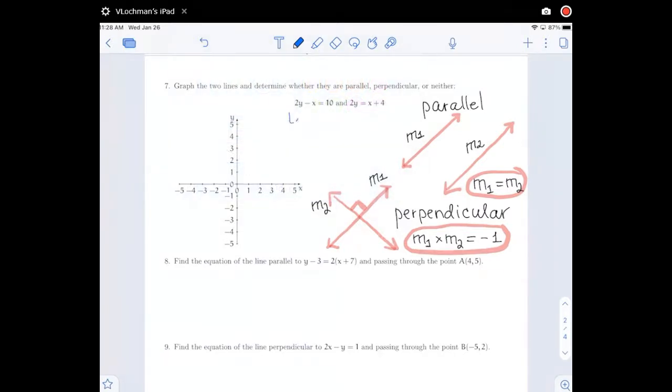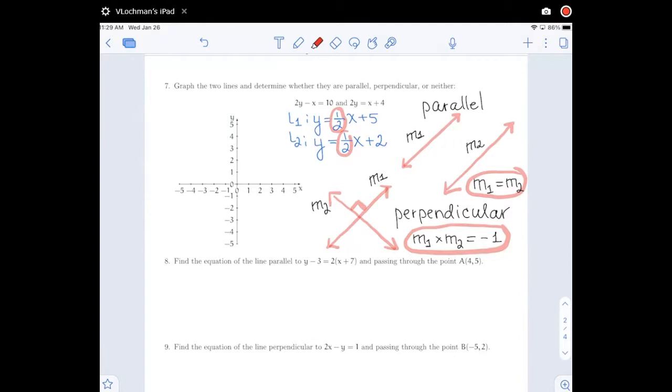So my line number 1, if I solve for y, that's going to be 1/2 x, and then 10 divided by 2, that will be 5. Okay, and then line number 2, if I solve for y, it's once again going to be 1/2 x. Now what is this? 4 divided by 2, that's 2. Okay, so before I even graph them, I can see that they do have the same slope. They have the same slope, 1/2.